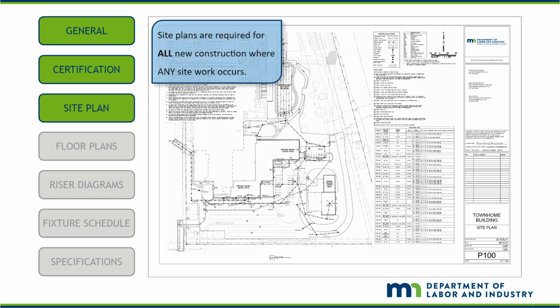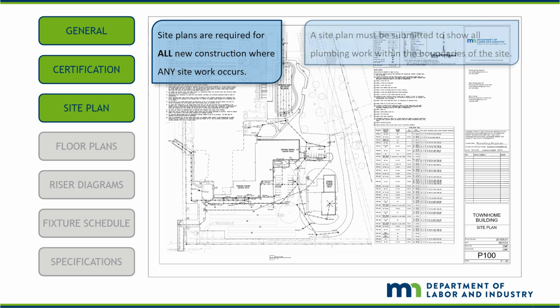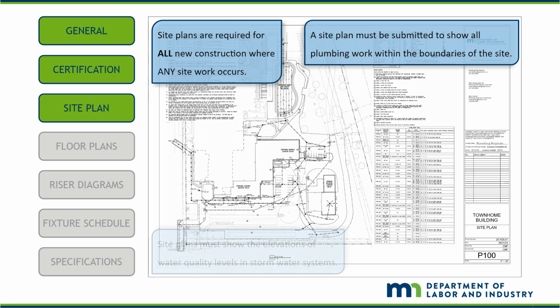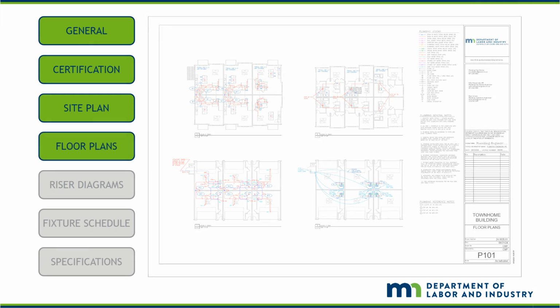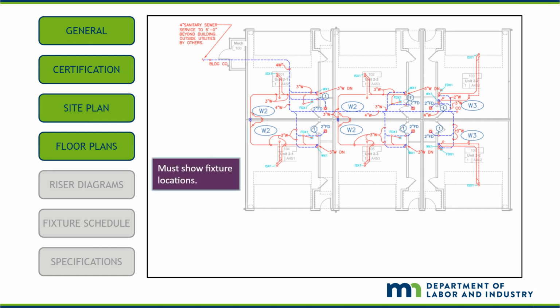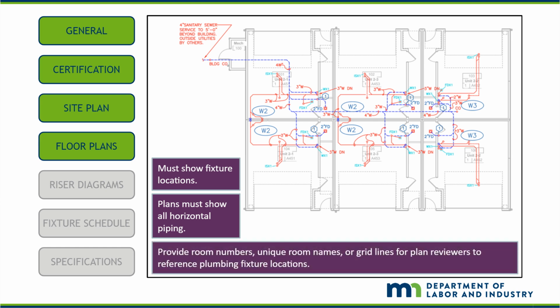For all new construction, a site plan is required to be submitted. The site plan must show all plumbing work within the construction limits for the project. Site plans must have elevation information for water quality levels with a stormwater system. Elevation information must also be present on the site plan where potable water piping cross sewer piping. All floor plans and enlarged plans must show plumbing fixture locations and all associated horizontal piping. All plans must have room names and numbers identified or grid lines to reference plumbing fixture locations and coordination with other disciplines.